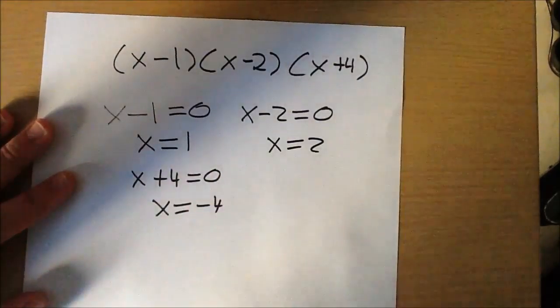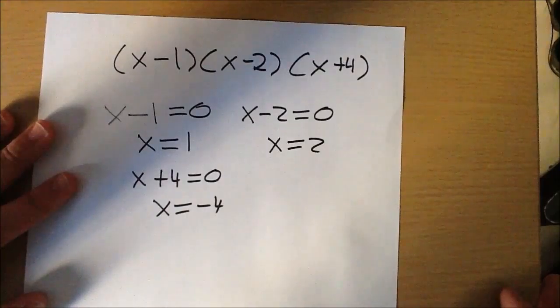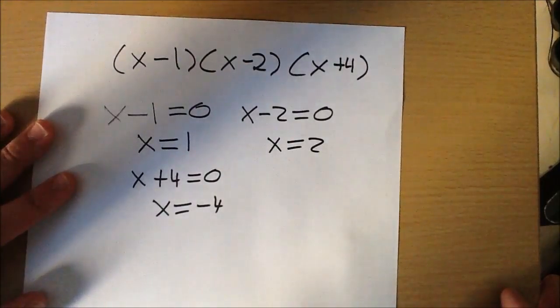So these are your three real zeros, and that's how you find all the zeros of a polynomial.